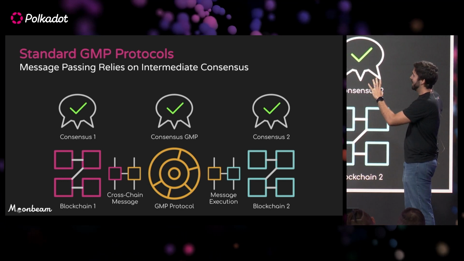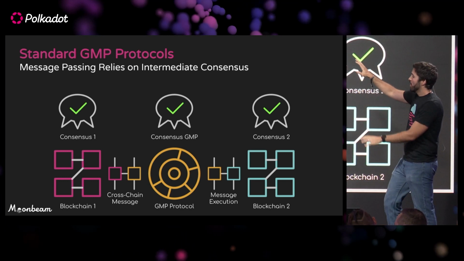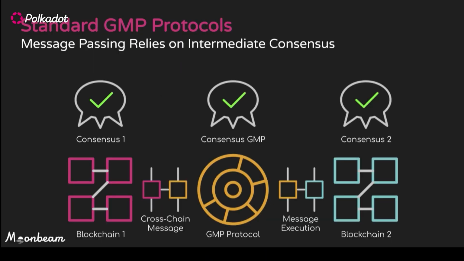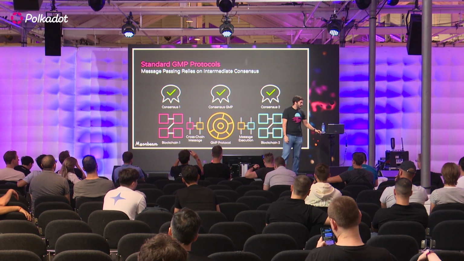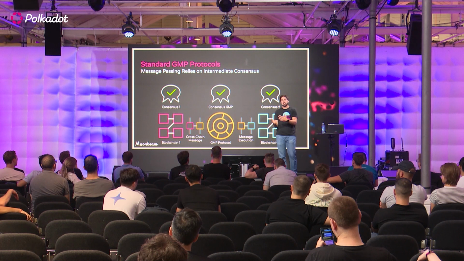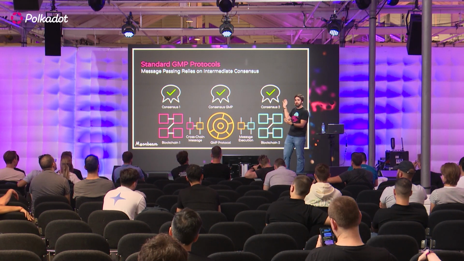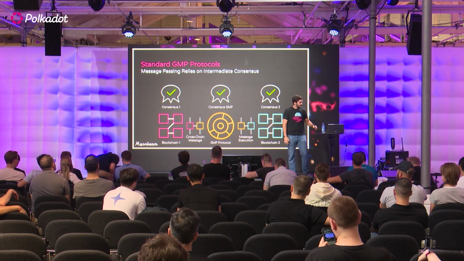And so keep this picture in mind, right? You have one blockchain, another blockchain, three consensus mechanisms acting together to relay a message from one to the other. So think about the weakest link in the chain, right? If one of the consensus mechanisms breaks, you're breaking the whole interoperability path.